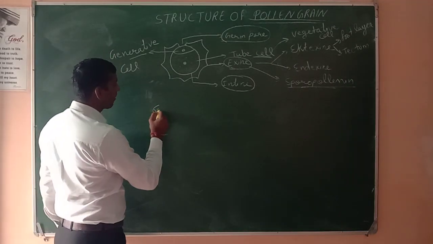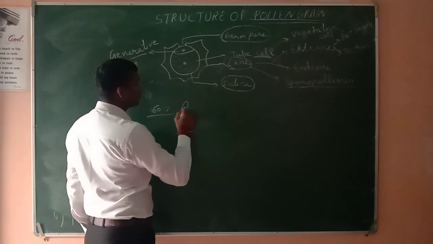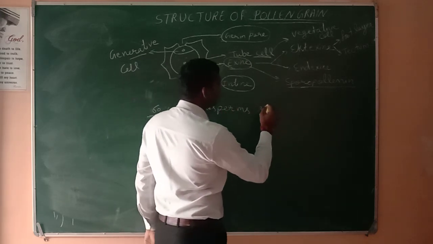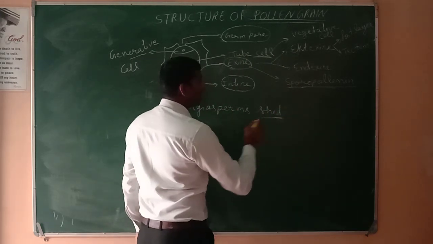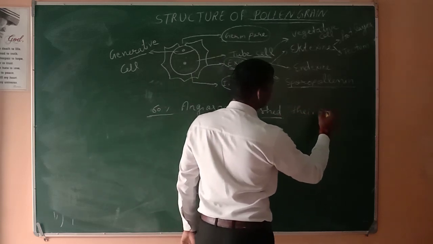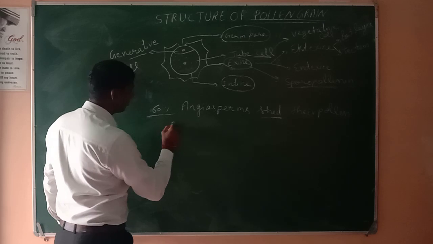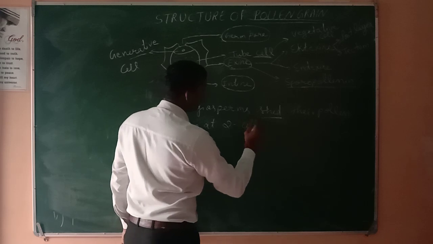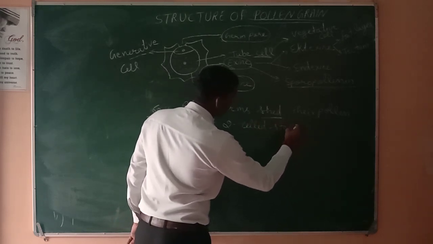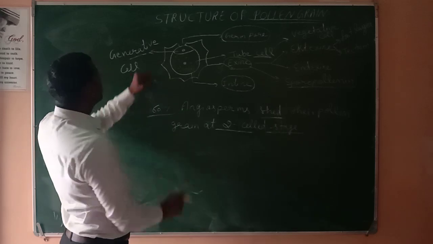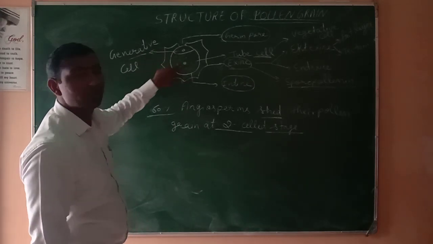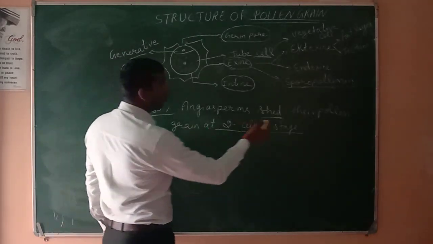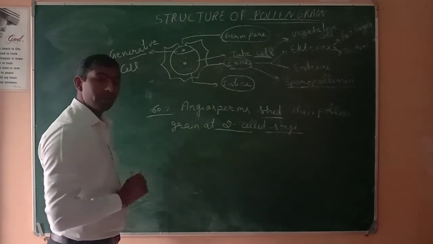Mostly 60% of angiosperm plants shed their pollen grains at the two-cell stage, that is, the generative cell and the tube cell, and the rest of the angiosperms shed their pollen grains at the three-cell stage, right?